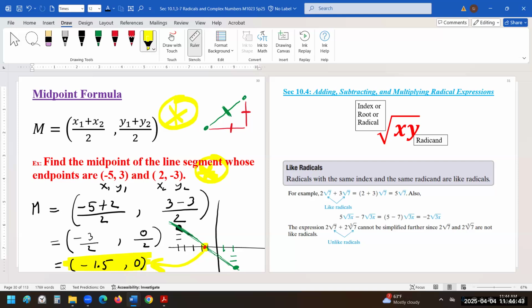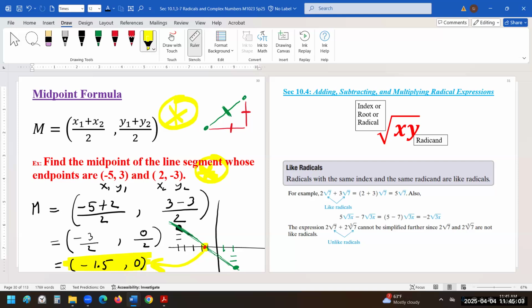So with this, you are done in sections 10.1, 10.3. That means you must do homework, whether I assign them or not, by next Tuesday, 10.1, 10.3. And also their quizzes. I think there is one quiz. And now we are going to add and subtract radicals.